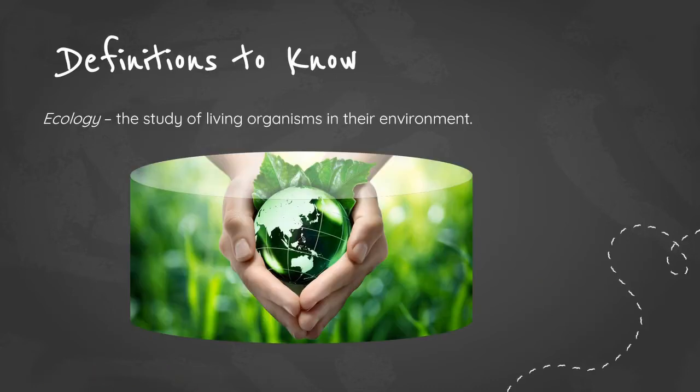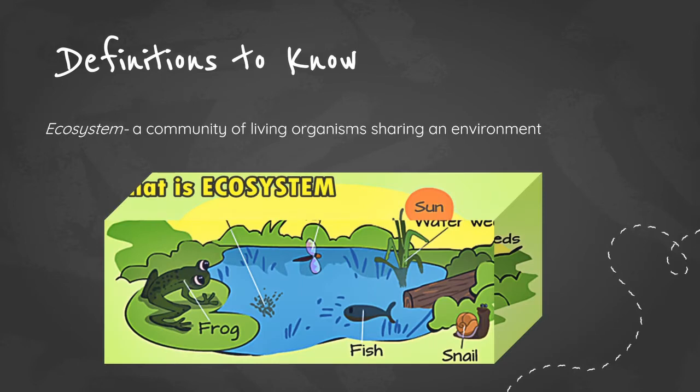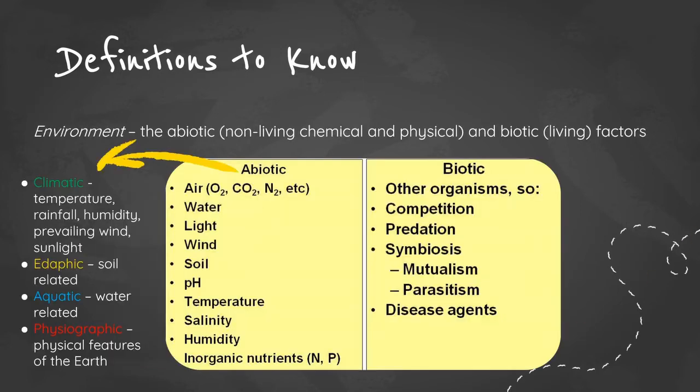So some definitions to know. Ecology is simply the study of living organisms in their environment. An ecosystem is a community of living organisms sharing an environment. So when we're looking at the environment, we look at the abiotic, or the non-living chemical and physical factors, and the biotic, meaning living factors.